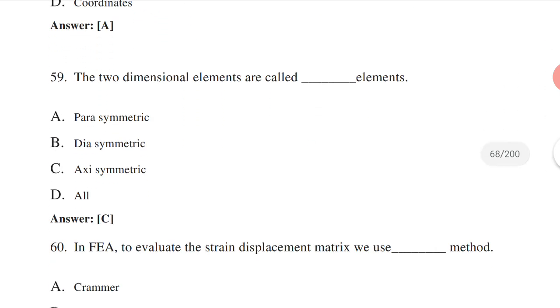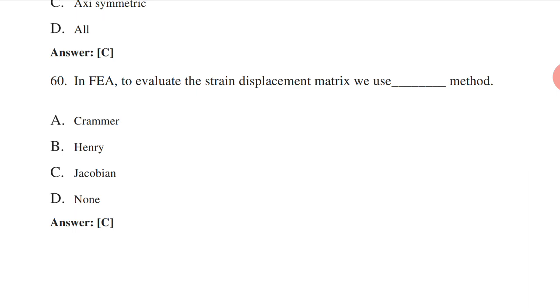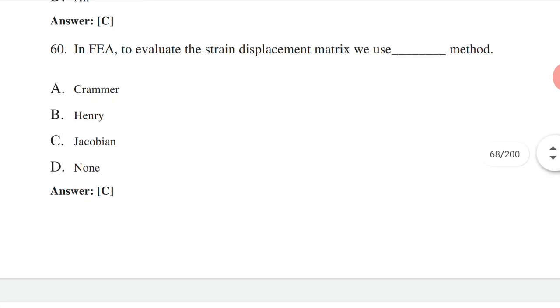The next question is, the two dimensional elements are called as. What is two dimensional? Axisymmetric, simply we can say. So, these are axisymmetric elements. Then the last question is, in FEA to evaluate the strain displacement matrix we use, okay, for the strain displacement matrix we use the Jacobian method. So, in stress strain analysis, the Jacobian method is used for this.